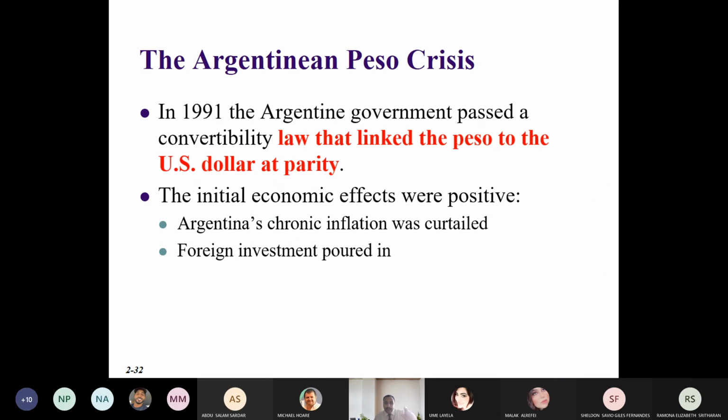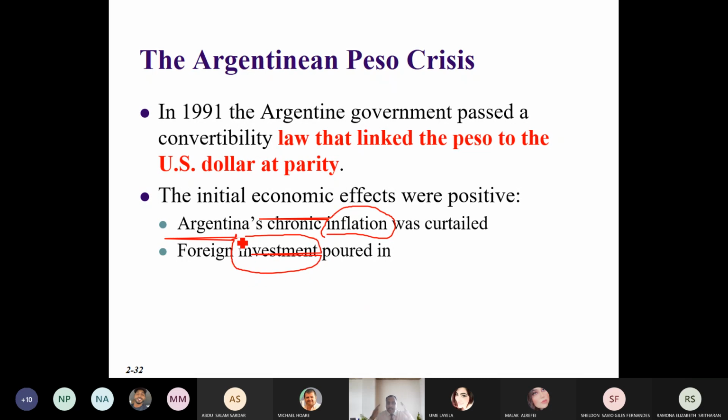When they attached the peso to the dollar, the dollar was rising from 1990 to 2000. So for at least 5-6 years in the beginning, the peso value also went up, which helped the government of Argentina to control the inflation and to get more foreign investment.